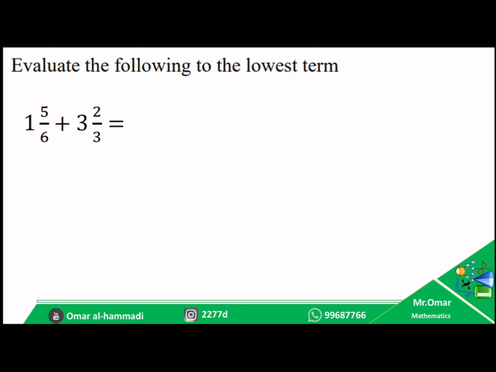Okay, now when we have the mixed number, how can we evaluate the following? When we have the mixed number, how can we add it together? This is the easy way. Step number one, we have to add only the whole numbers. 1 plus 3 will give us what? 4. And then step number 2, we have to add what? The fractions. 5 divided by 6 plus 2 divided by 3.